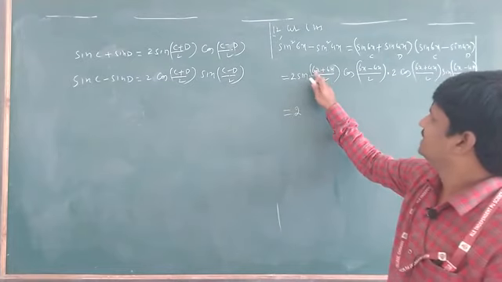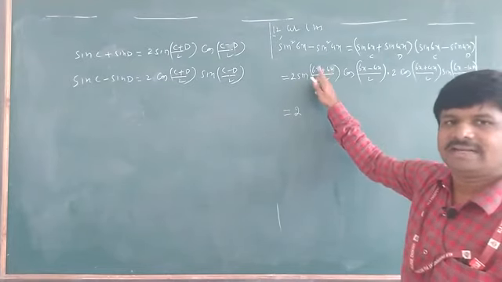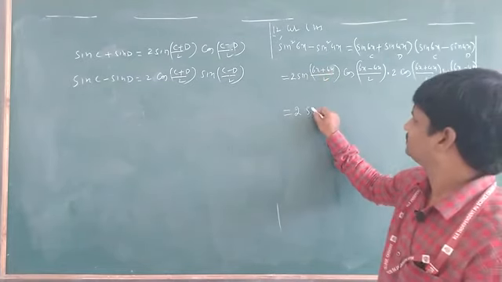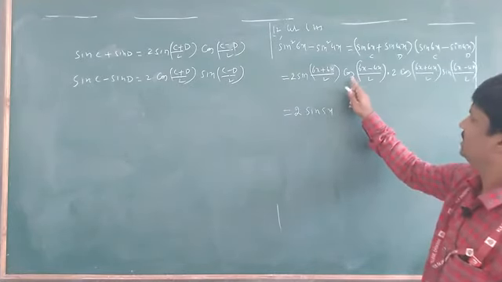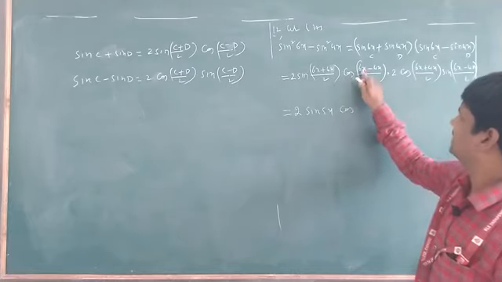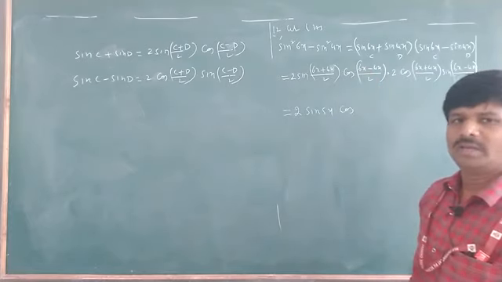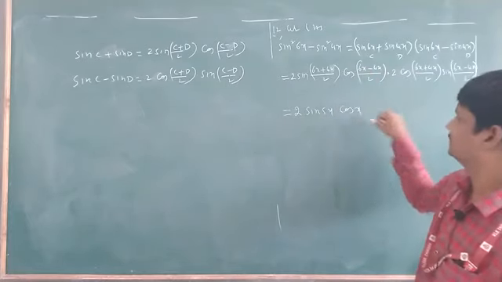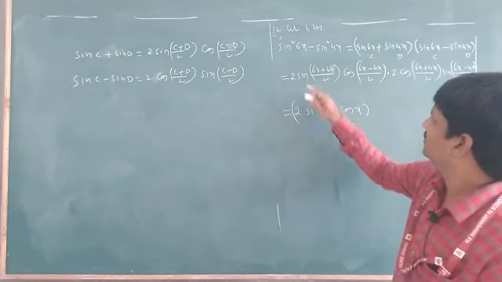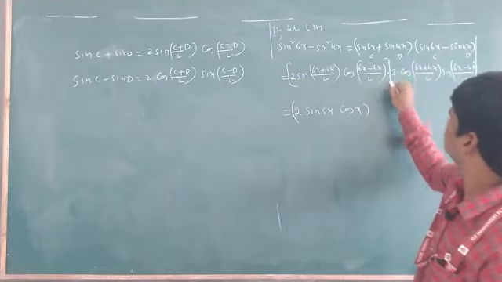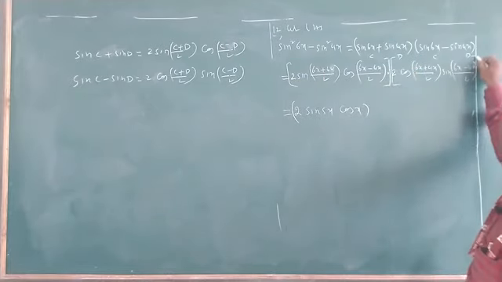2 into sin (6x plus 4x), that is 10x, 10x by 2 is 5x. Sin 5x. Clear? Next here, cos (6 minus 4), 2x, 2x by 2 is x. Okay? Yes. Keep these two in one bracket, and these two in one bracket.